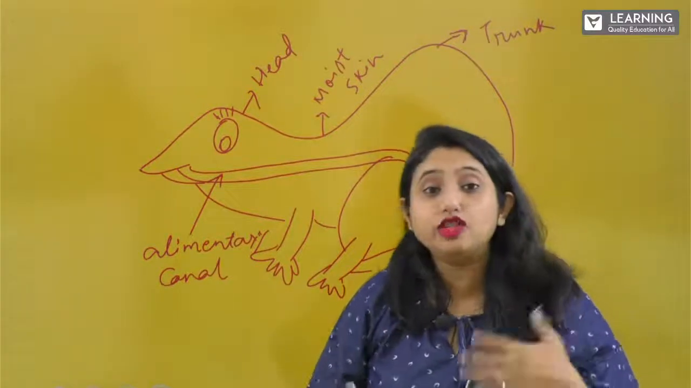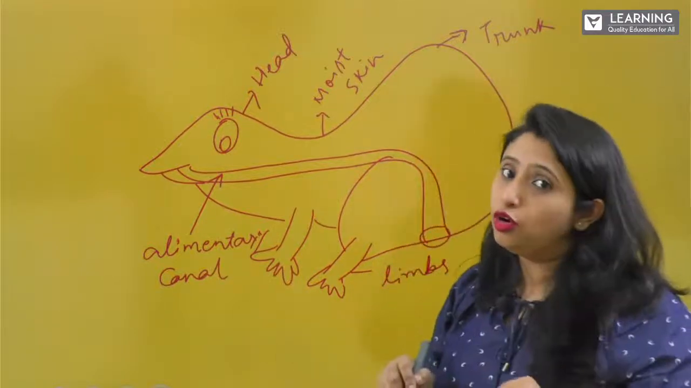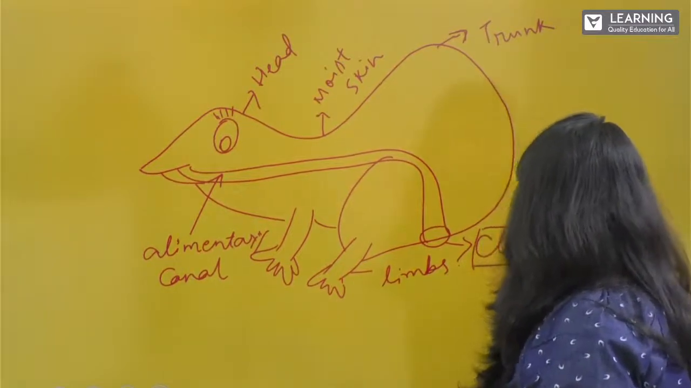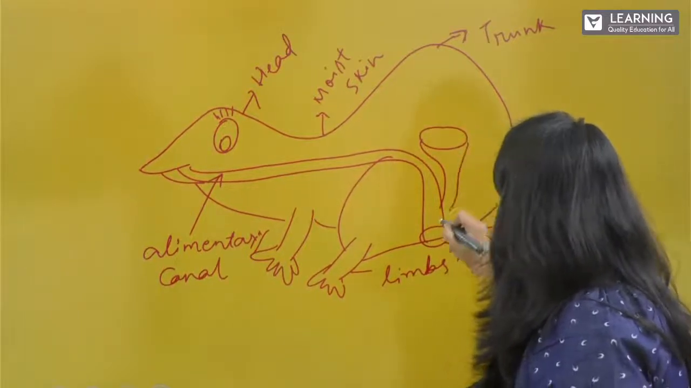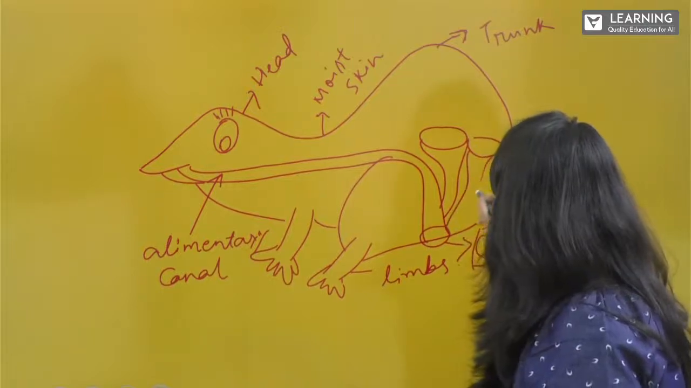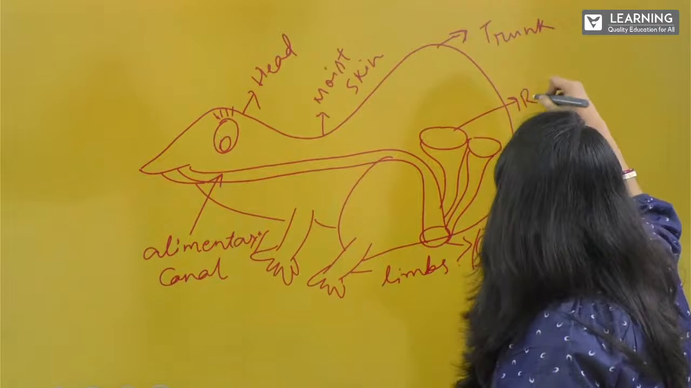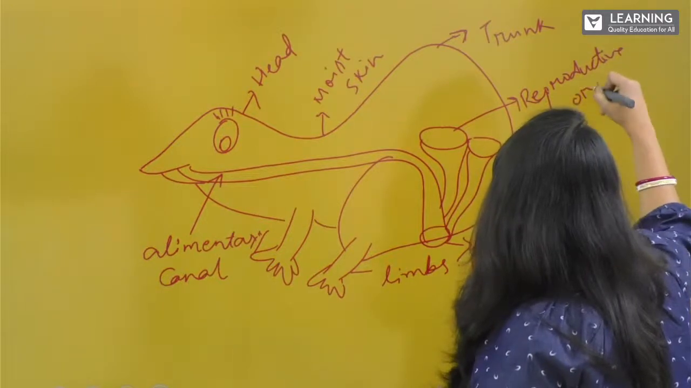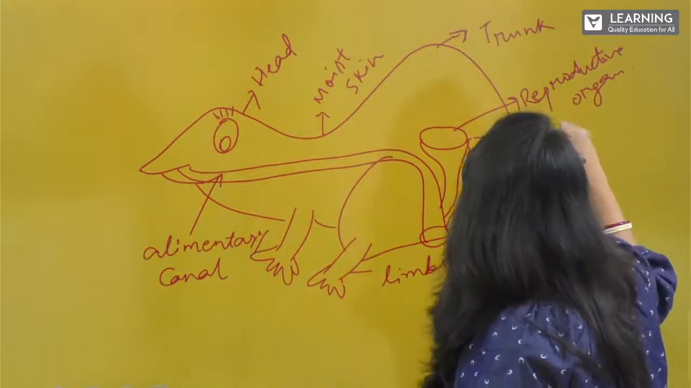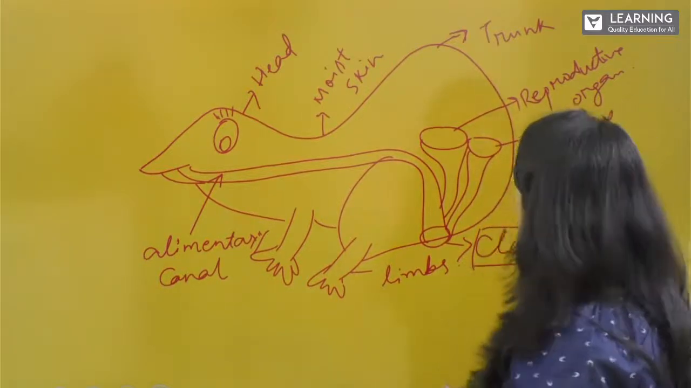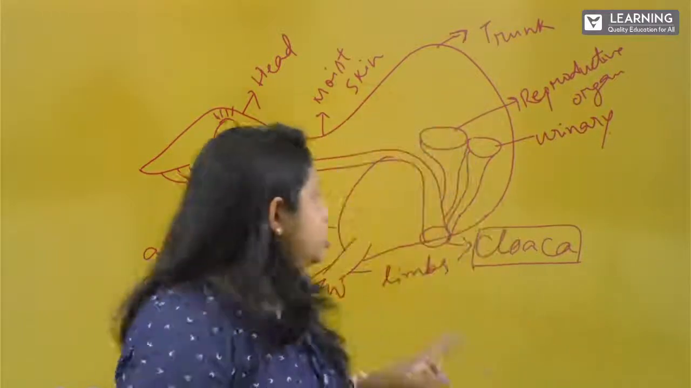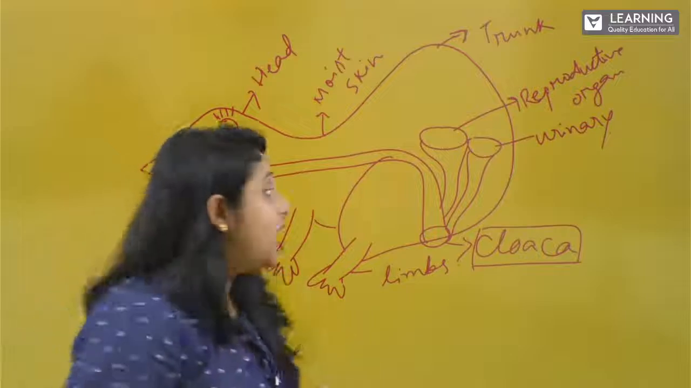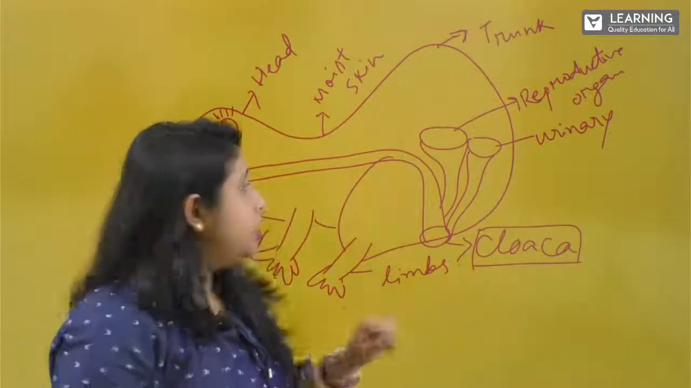So in case of amphibians, and in case of aves, meaning birds, they have got only one opening, that is known as your cloaca. That means here, if it is the reproductive organ, okay, and here if it is the urinary tract, and this is the digestion, okay? So digestive, reproductive and urinary tracts all together have only one opening, that is known as your cloaca. Clear? So this is all about it.